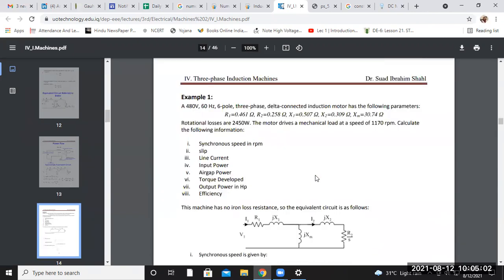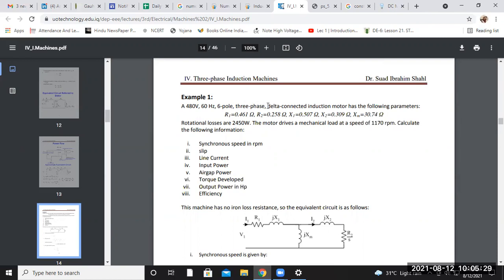So here you can see there is another numerical given, for example, one. 480 volt is provided. That is the supply voltage. The supply frequency is 60 hertz. The number of poles is 6 pole. Then there is a three-phase connection. This is not a single phase connection. The three-phase connection will have R, Y, B and neutral.